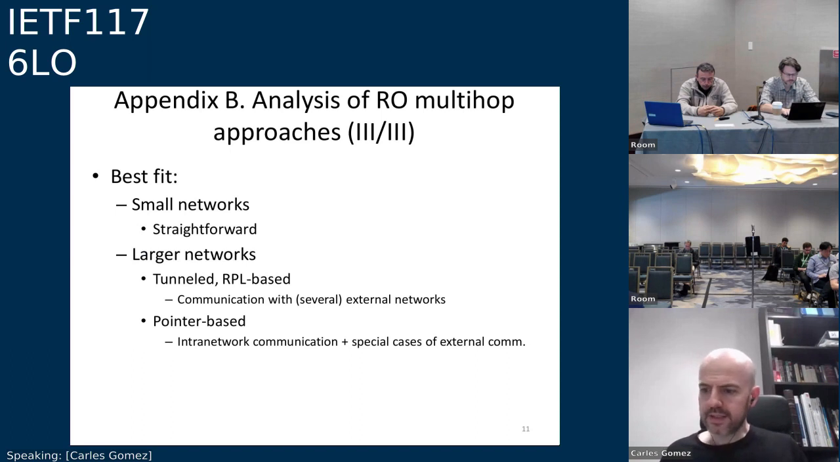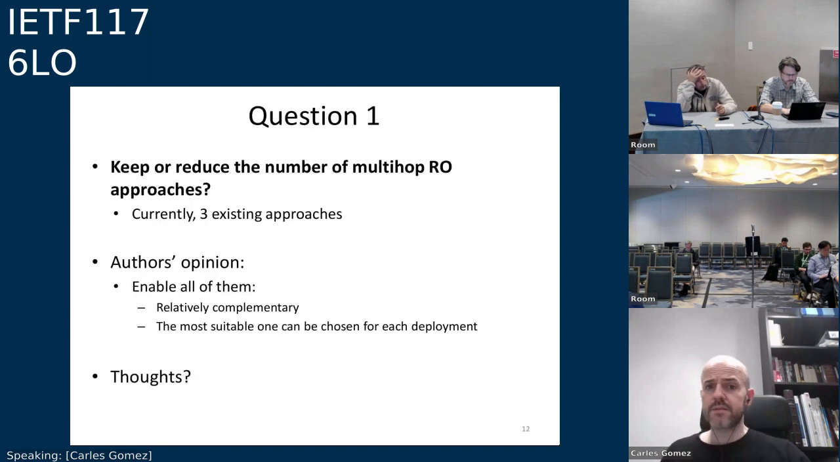So trying to summarize a little bit, the best fit appears to be for small networks, the straightforward approach. For larger networks, when we need scalability, then we may prefer the tunneled ripple-based approach for communication with especially several external networks, if that kind of communication is dominant, and the pointer-based approach if intra-network communication or special cases of external communication are actually dominant.